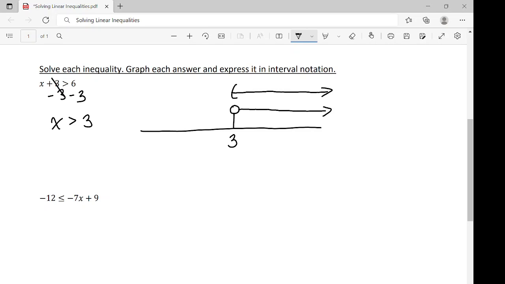Interval notation just tells us what numbers are the correct answers. So we know this is 3 going to the right forever, and forever is infinity. Since this is not an equal to sign here, we're going to use a parentheses, and infinity always has a parentheses. So here it is in inequality notation, here it is graphically, and here it is in interval notation.